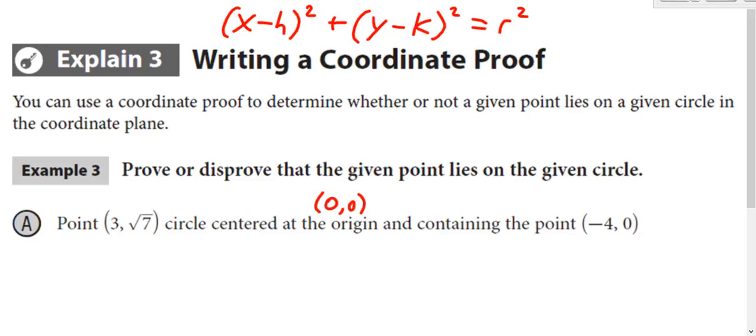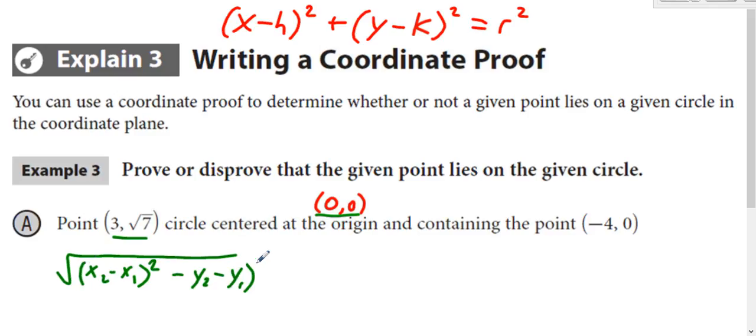So you can find the radius by doing the distance formula. The distance from the center to the point will be the radius. So from the center, 0, 0 to 3 comma square root of 7, that's going to be our radius. So distance formula with these 2 points. Remember, distance formula is x2 minus x1 squared plus y2 minus y1 squared, plus, not minus.